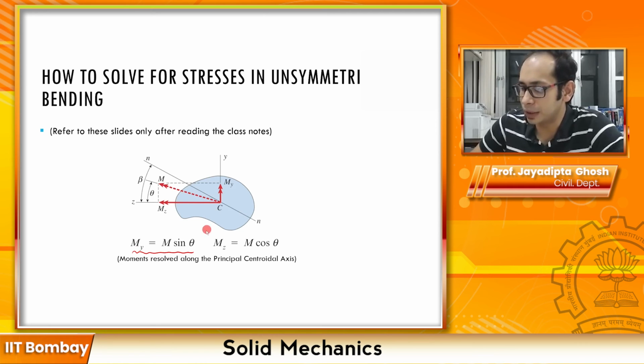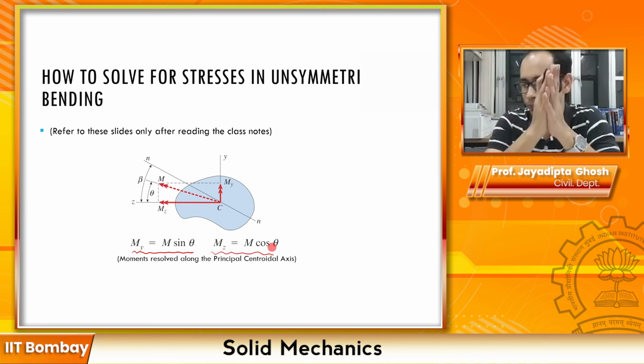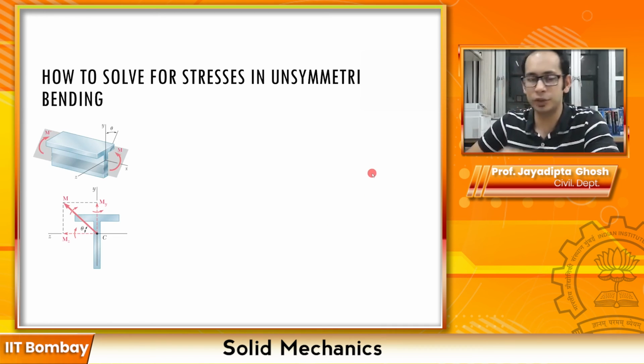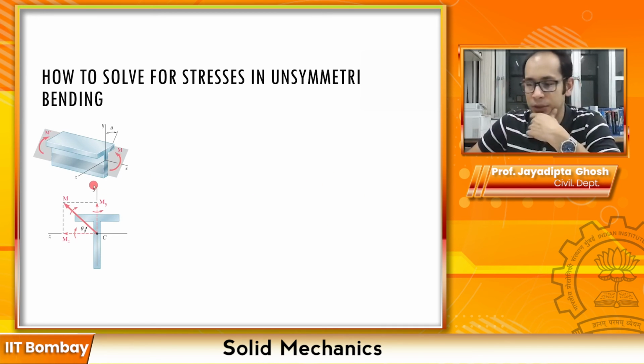So if this is theta, this is m sine theta, and the other one is m cosine theta over here. Now with these I have resolved the moments, right? Now let's see how the section maybe looks like. So suppose I give you a general section, this is what it is. Suppose it's a prismatic section.